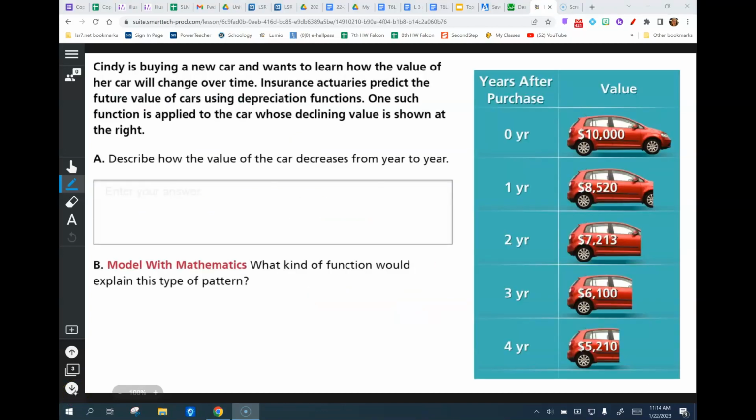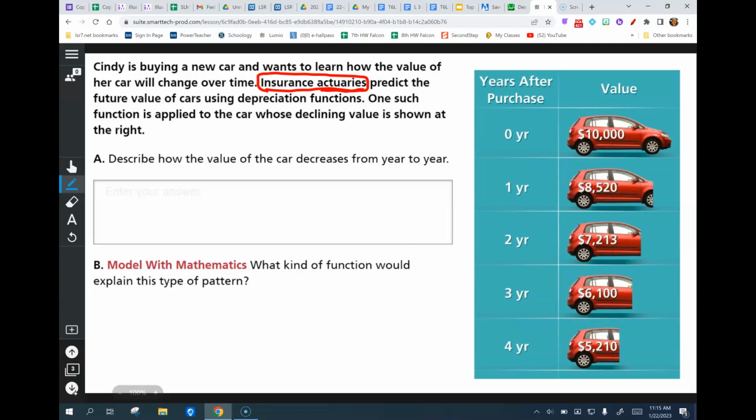So, Cindy is buying a new car and wants to learn how the value of her car will change over time. Insurance actuaries. Okay, so I'm going to stop for just one second right here. Insurance actuaries. What an insurance actuary is, this is a profession that many people that are good in math go into. It's not an easy profession. A lot of times you get a math degree or maybe a degree with statistics, and then you become an actuary and you have to sit for tests. The reason I'm telling you about that is because this is a pure math occupation.